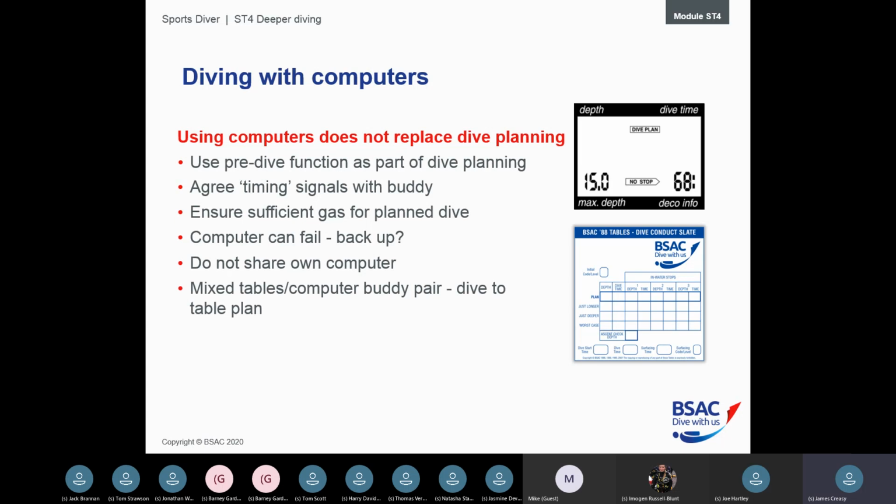You can mix tables and computers between your buddy pair, but you don't really want to. If the buddy pair are a mix, say one person is using tables and one person is using a computer, you do what the person who's diving by the table says, because the table is always more conservative.